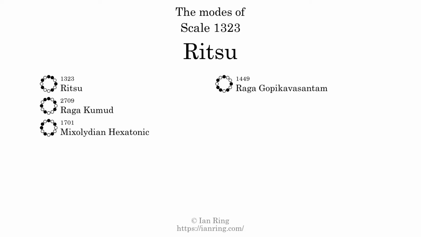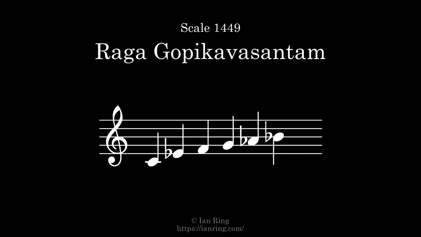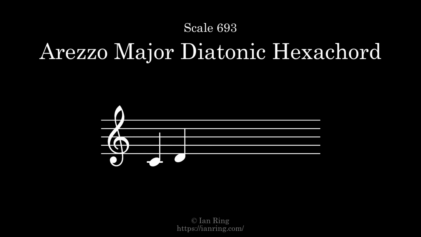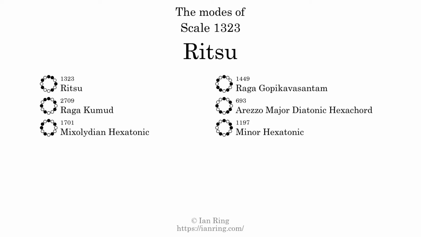The fourth mode is scale 1449, also known as Raga. It sounds like this. The fifth mode is scale 693, also known as Arezzo major diatonic hexachord. It sounds like this. The sixth and last mode is scale 1197, also known as minor hexatonic. It sounds like this.